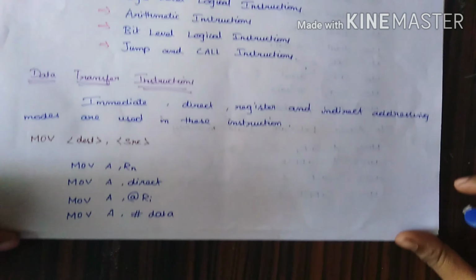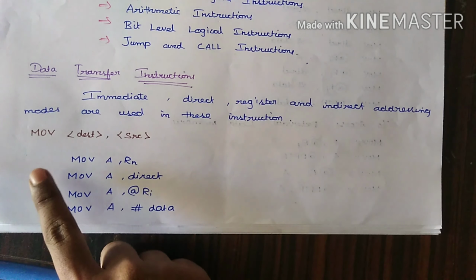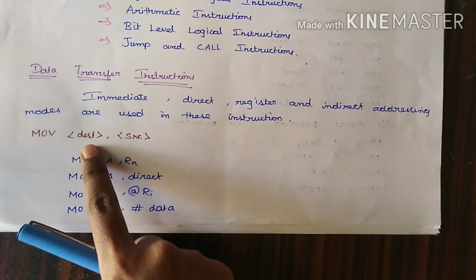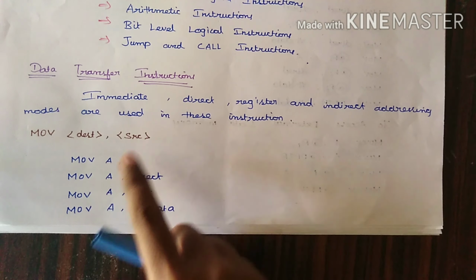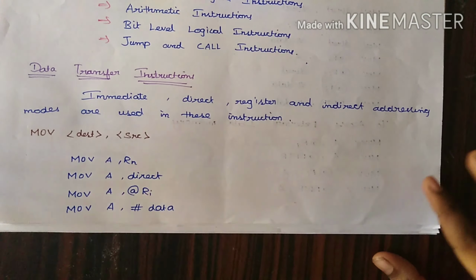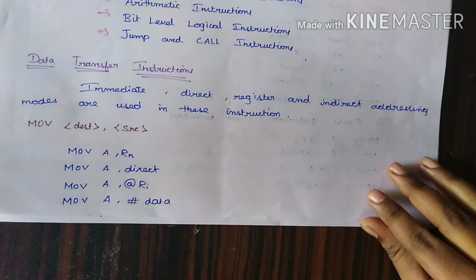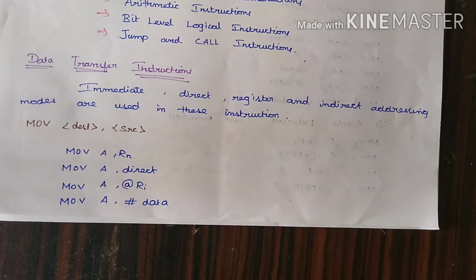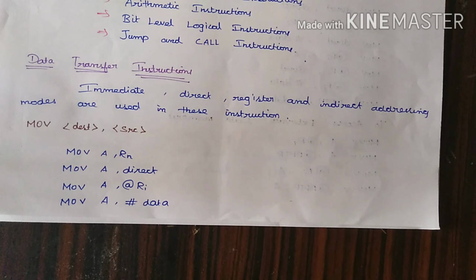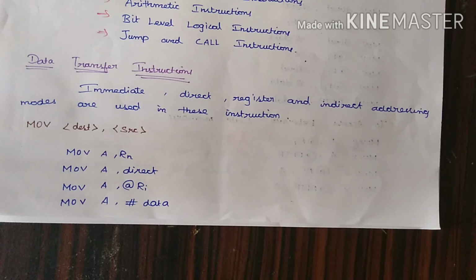Now here, MOV is the mnemonic, this is the destination address or location, and this is the source one. Now MOV A, Rn. We know that this is of register addressing mode, since we access the register here. This instruction moves the data from the register Rn to the accumulator. That n denotes 0 to 7 of the selected register bank.